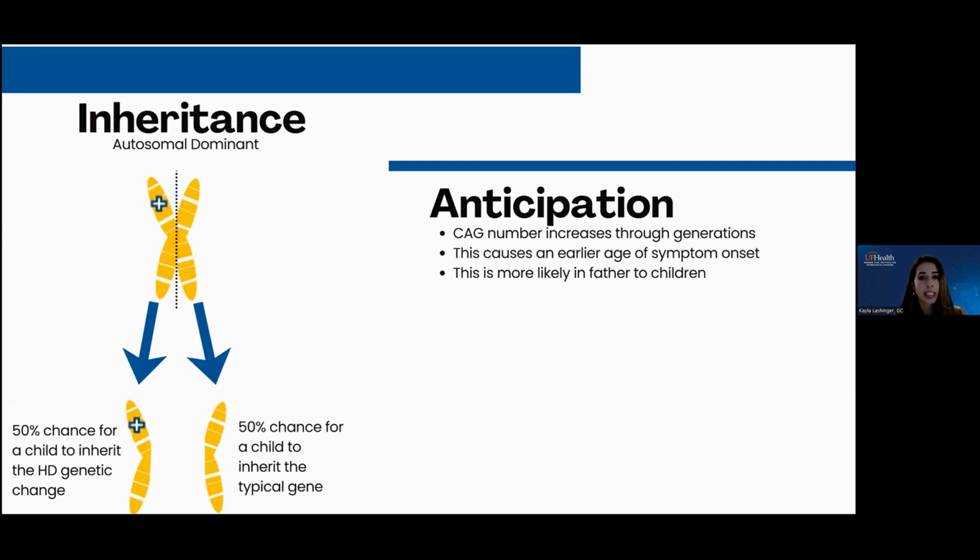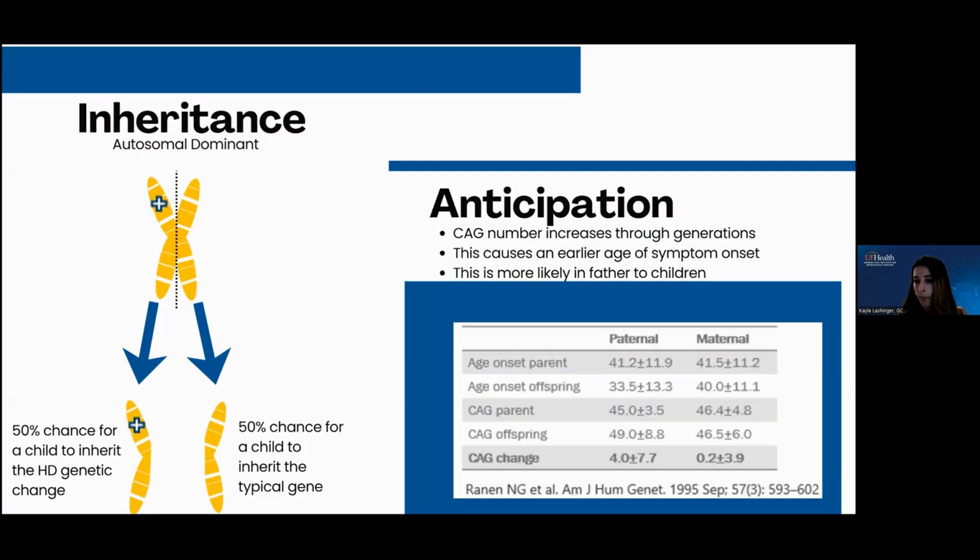Essentially, this means that the repeat number increases through generations when it's passed from parents to children. This is more likely to increase if passed from a father to children rather than mother to children. With the increased number comes that earlier age of onset that we can see. Specifically, the average change in CAG repeat number if it's passed from father to child is about 4 repeats, versus if it's passed from a mother to child, it stays about the same or increases just a little bit. I mentioned sometimes it can actually go down, though that's not as common.